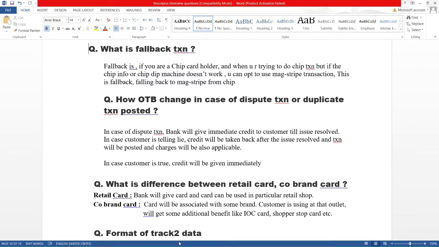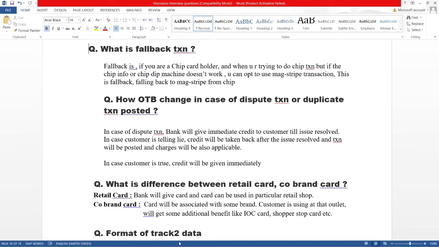So here I will share some more interview questions which are frequently asked in the Vision Plus interview. So now the next question in this video is, what are fallback transactions? Fallback is, suppose you are a chip card holder and you are trying to do a chip transaction, but if the chip or chip machine does not work, you can opt to use a magnetic stripe transaction. This is fallback, falling back to magnetic stripe from chip.